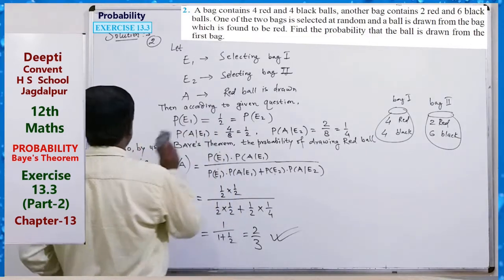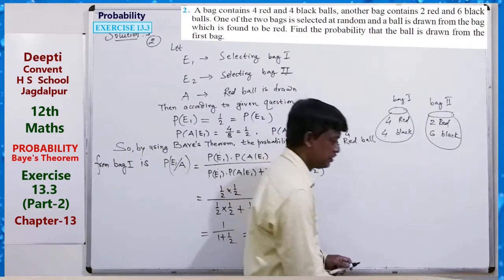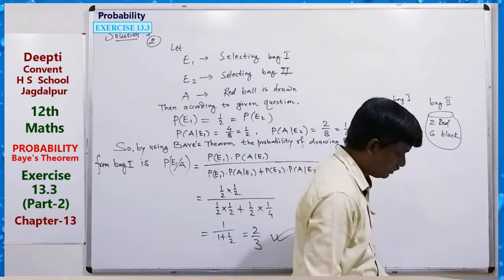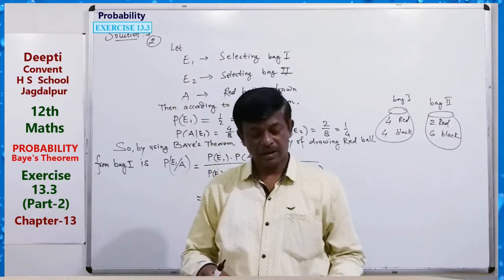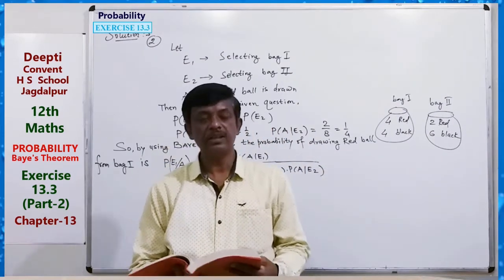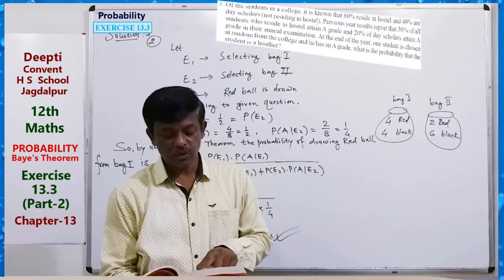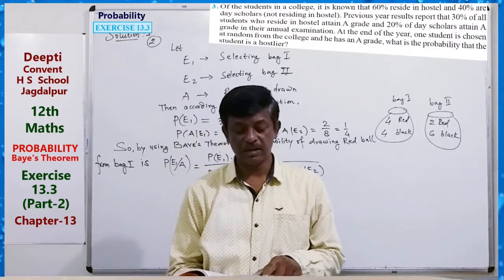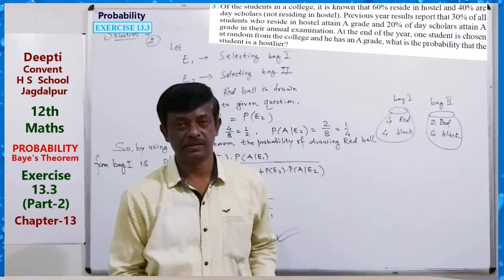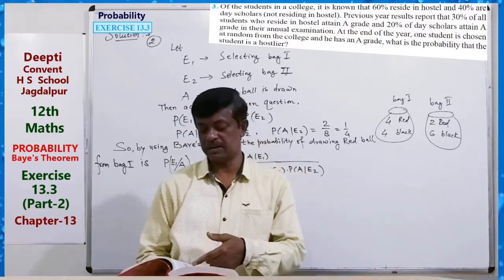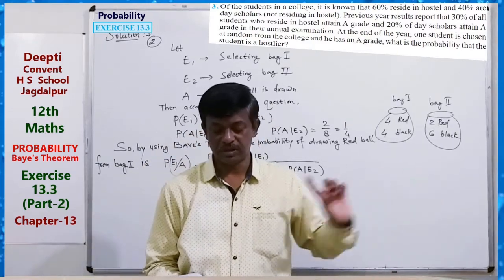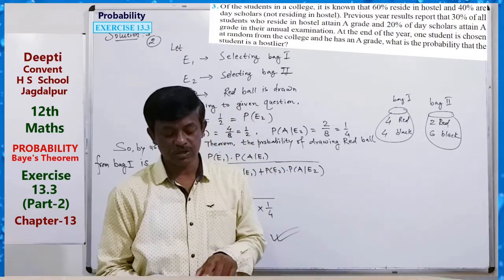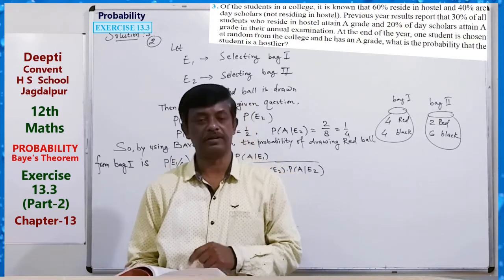Similarly, second question, third question. See here: of the students in a college, it is known that 60% reside in the hostel and 40% are day scholars, not residing in the hostel. Okay, 60% hostelers and 40% day scholars. Previous year's result reports that 30% of all the students who reside in the hostel attain A grade.